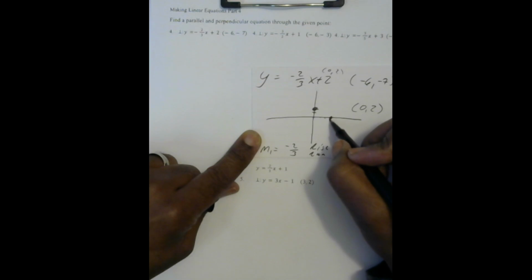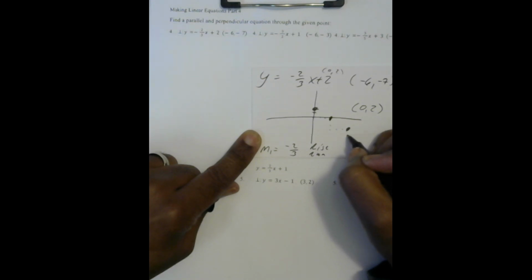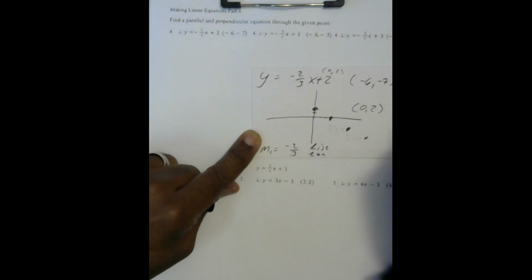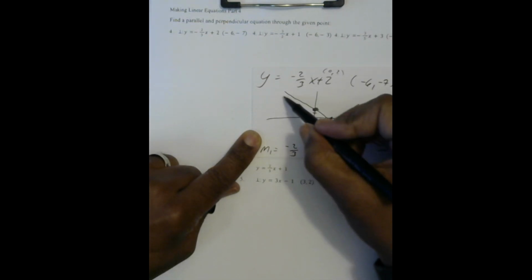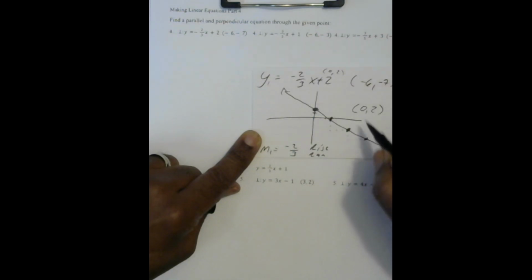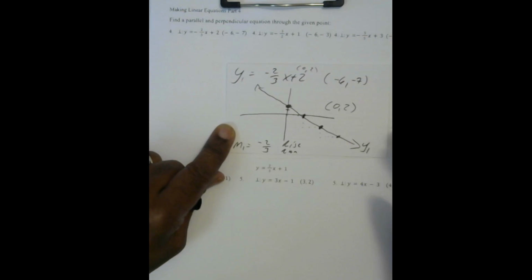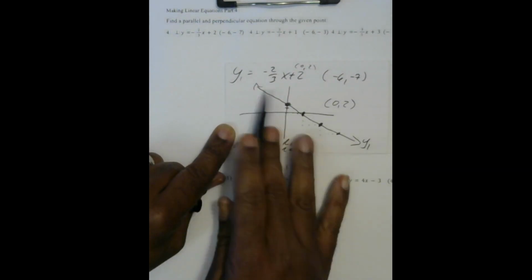We can go down 2 again, 1, 2, and then over 1, 2, 3 again. Get another point, and we can keep this up, and it'll create a line. So this is the line right here. This is y1. Smooth this over a little bit. This is the y1 line. That's what we're looking at.